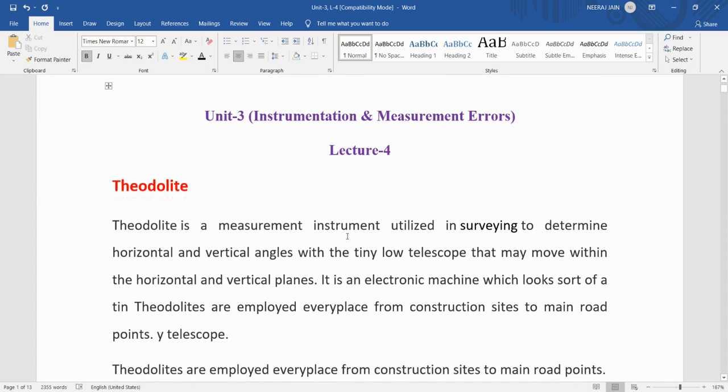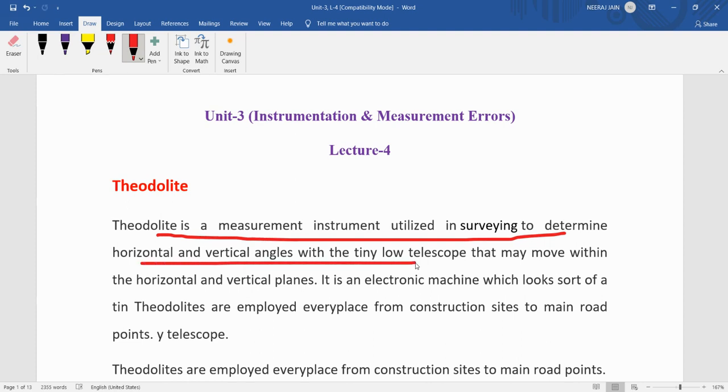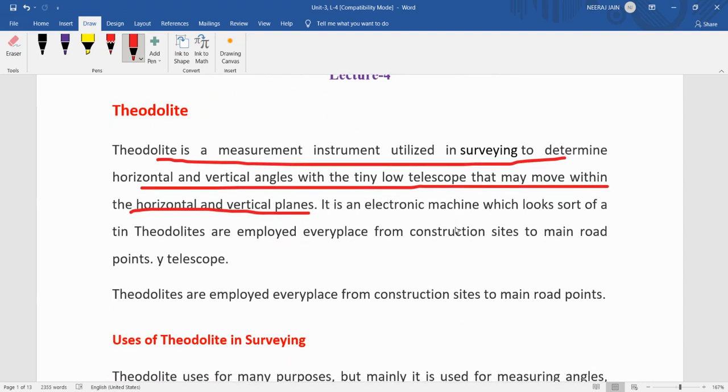Today we are going to discuss theodolites. Theodolites are measurement instruments utilized in surveying to determine horizontal and vertical angles with a small telescope that may move within the horizontal and vertical planes. That is the theodolite. It is an electronic machine.